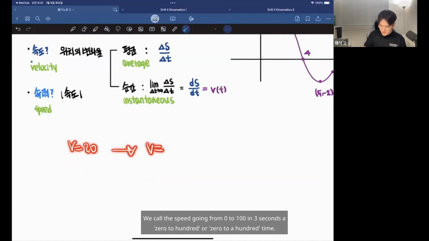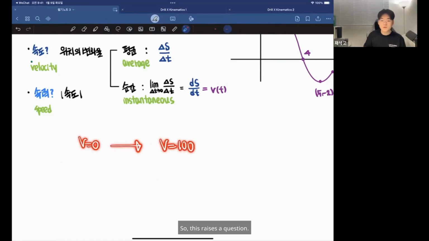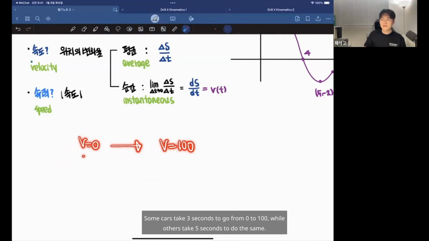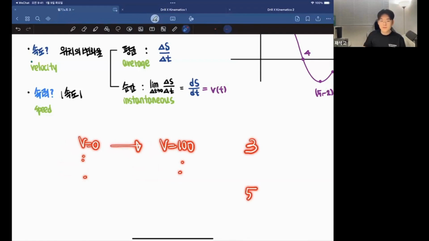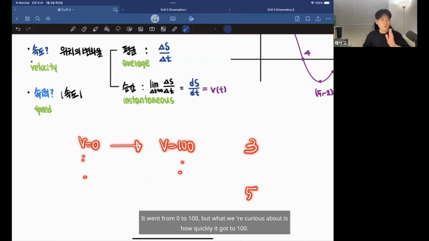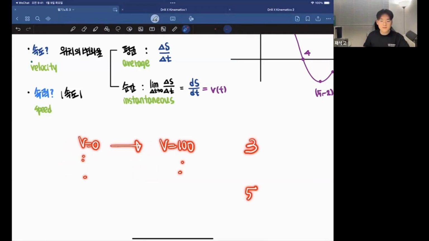We call the speed going from 0 to 100 in 3 seconds a 0 to 100 time. So this raises a question. Some cars take 3 seconds to go from 0 to 100, while others take 5 seconds to do the same. It went from 0 to 100, but what we're curious about is how quickly it got to 100. How quickly did the speed increase? You might be curious about this, right? That's what we call acceleration, guys.